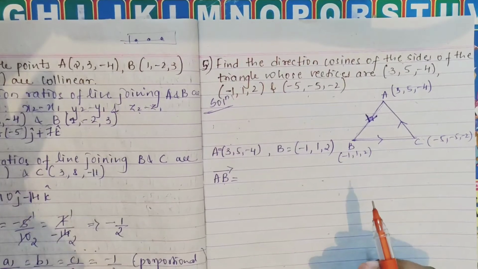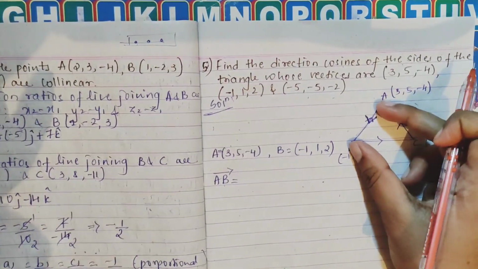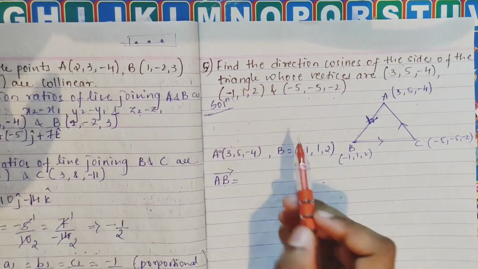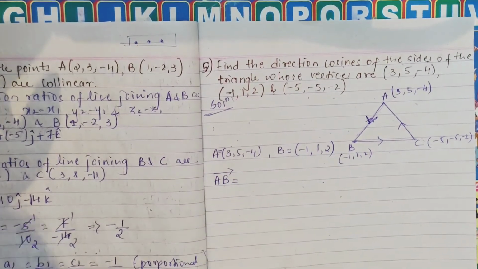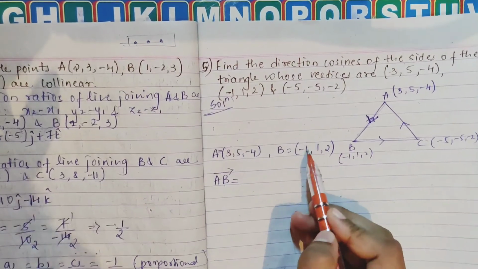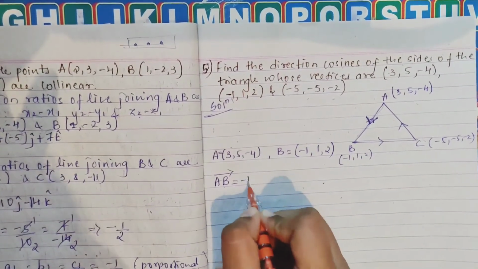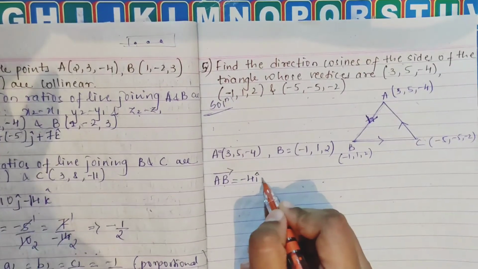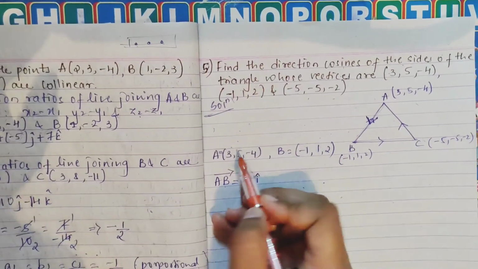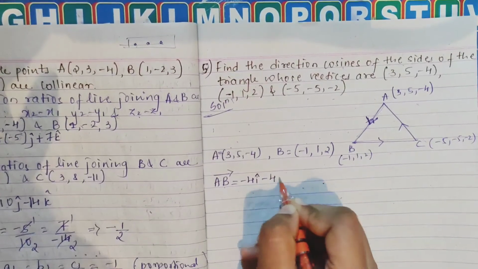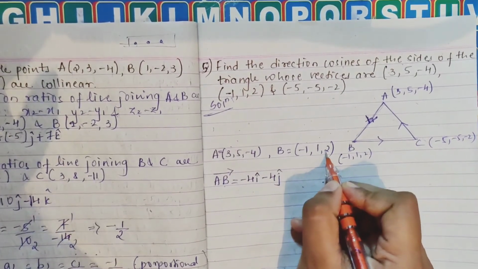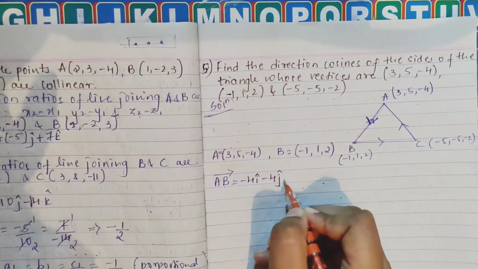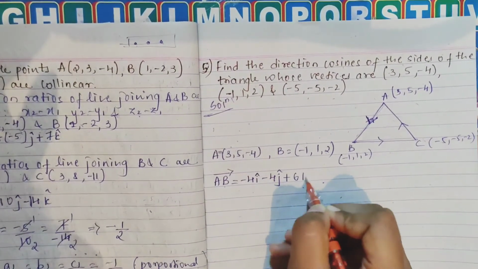In the same way, even to find a line segment, it is x2 minus x1, y2 minus y1, z2 minus z1. So we'll do the same. Minus 1 minus 3 gives minus 4 i cap. Then 1 minus 5 again gives minus 4 j cap. Then 2 minus minus 4, minus into minus becomes plus, so 4 plus 2 gives 6 k cap.